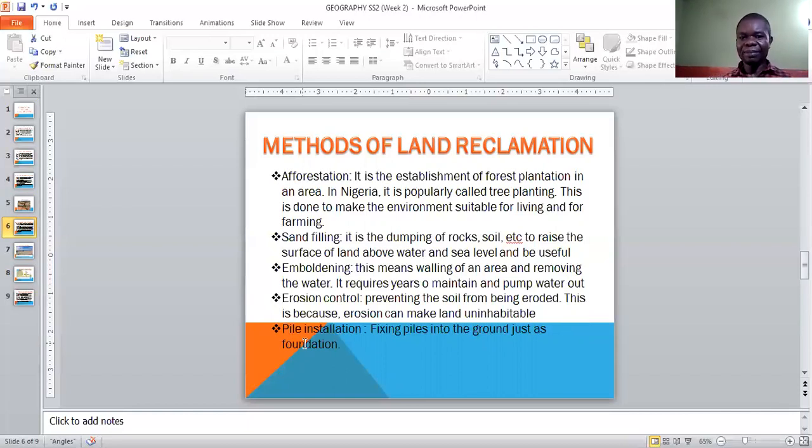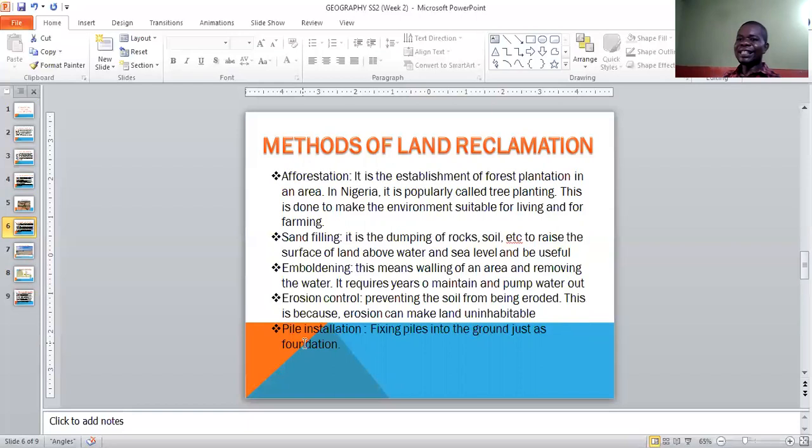Then sand filling. This is the dumping of rock, soil, and even debris and other things inside or on a particular plot of land to raise the surface above water and sea level, so it becomes useful. You just carry sand. It can also be done manually. You carry sand and you pour. If you have a plot of land and it's not big, you and your family can do the manual labor, or you call people. You begin to use a wheelbarrow to pack sand and put it there.